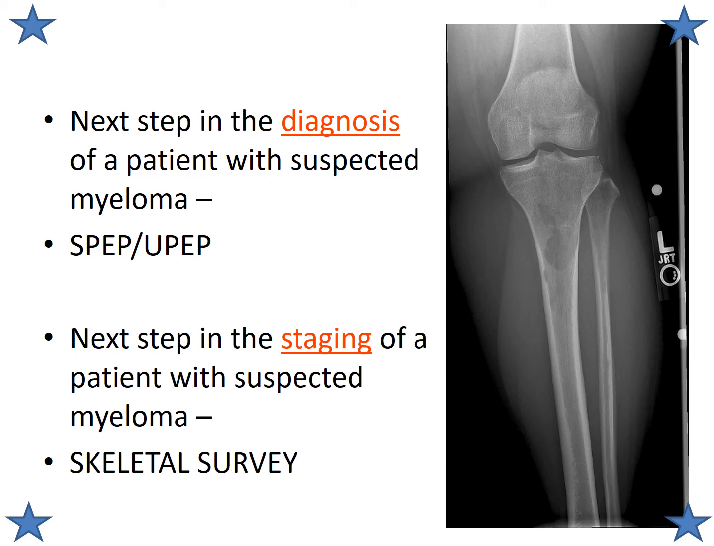And the image to the right shows you within the tibia multiple lytic lesions, also in the fibula, that would suggest a metastatic process. They're a little bit more defined than metastases are, and when you see these punched out lesions, you think of, or should think of, myeloma.